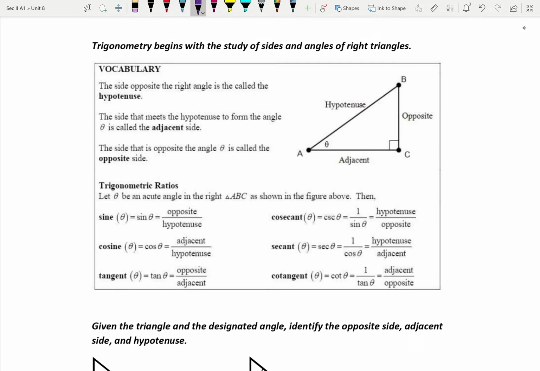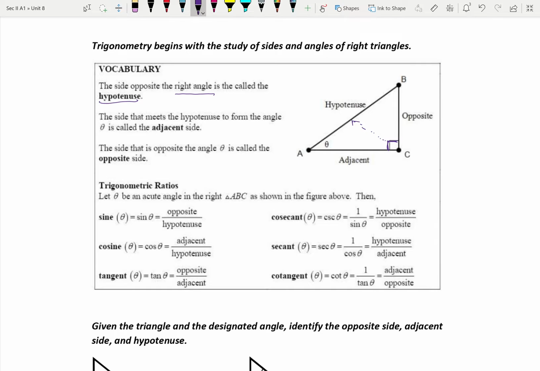So the side opposite the right angle is called the hypotenuse. Remember that your right angle is always marked with a square, and we're talking about the one directly opposite it. Okay, just the same as we identify the hypotenuse when using the Pythagorean theorem.